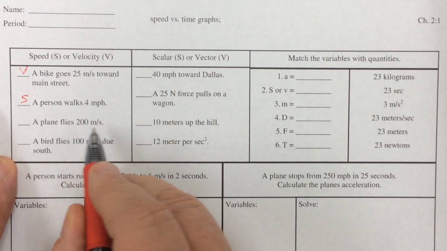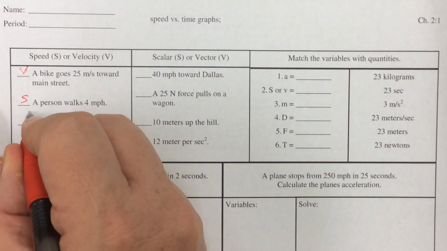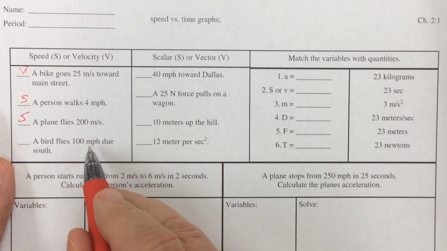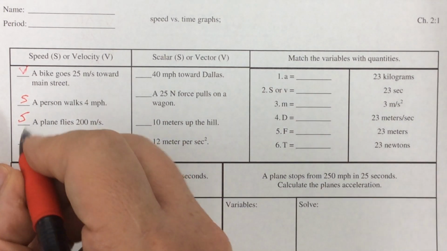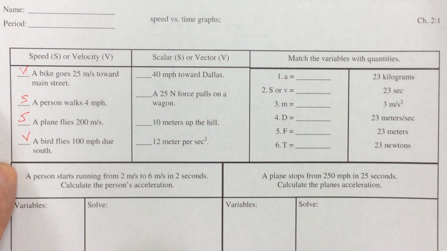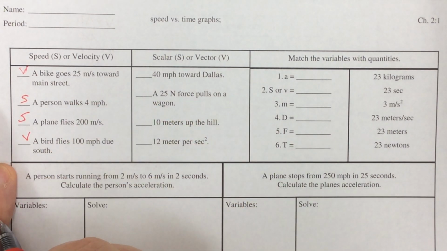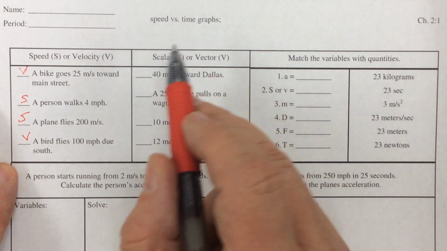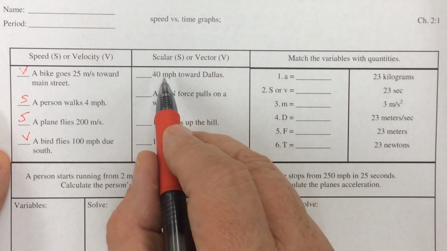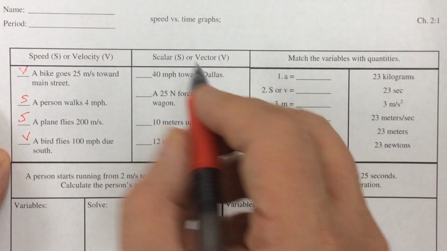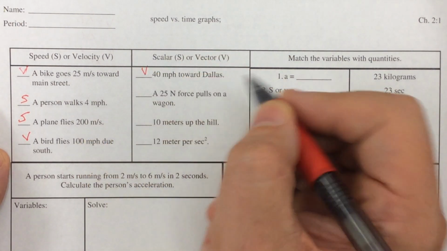A plane flies 200 meters per second. That's scalar. It's just a magnitude. A bird flies 100 miles per hour due south. It's pretty fast. That's a vector, so it's velocity. Sorry, I meant velocity. Scalar or vector. Does it have magnitude or magnitude and direction? 40 miles per hour towards Dallas. That's a vector because it has direction and magnitude.